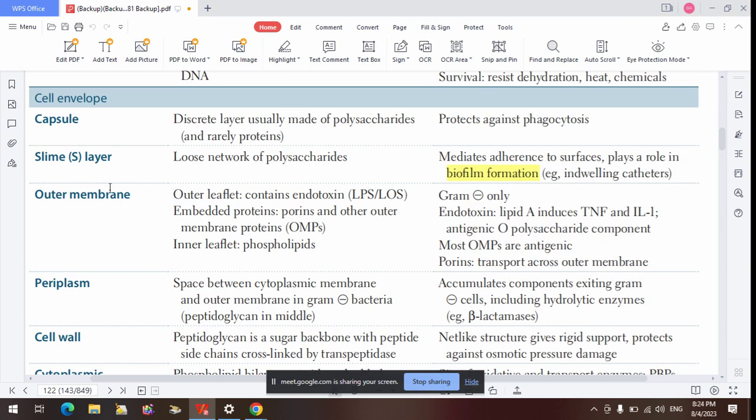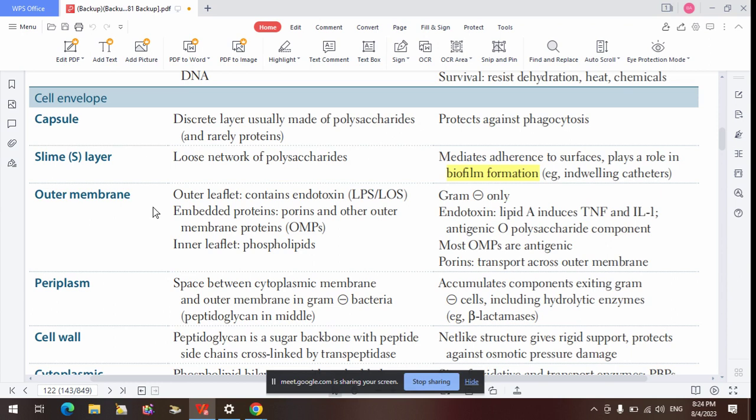Now, the outer membrane is only present in gram negatives, just like spores are only in gram positives. What I just want us to always remember about this outer membrane is the composition of the outer leaflet, because the outer membrane is divided into three portions: the outer leaflet, the inner leaflet, and the area sandwiched in between them, which contains the embedded protein.